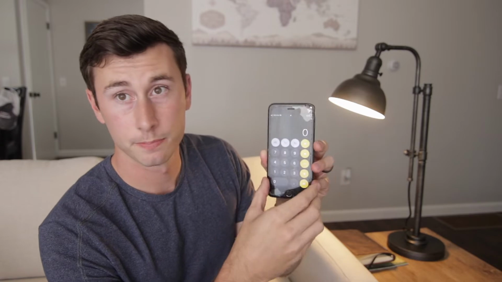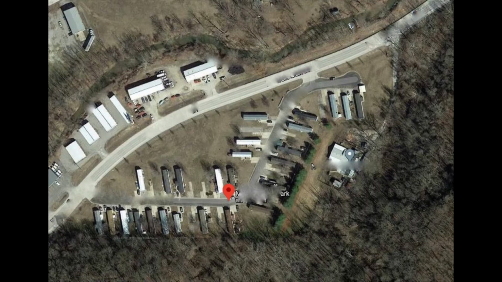Okay, so first let's actually break down how many units I have. I know there's going to be a crazy glare here, so we're going to try this out. But okay, so I have two mobile home parks. One of them is 36 spaces. One of them is 22 spaces. That's 58 lots. So that's what I count a unit.